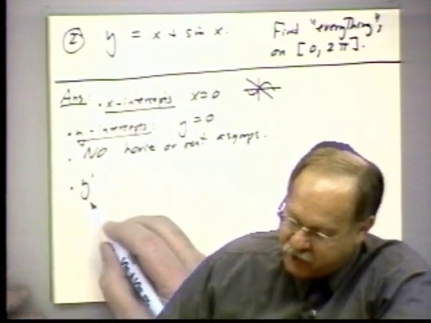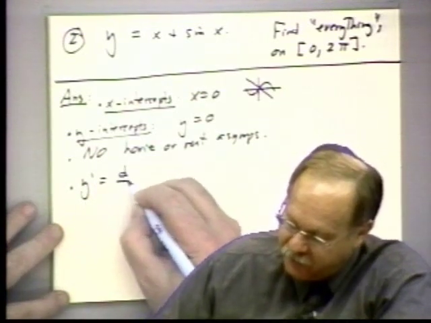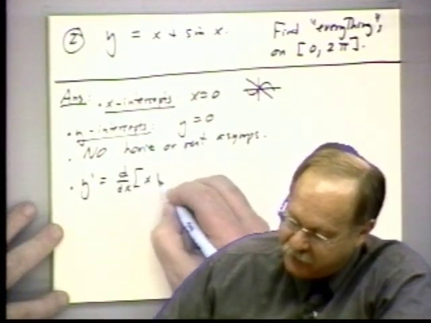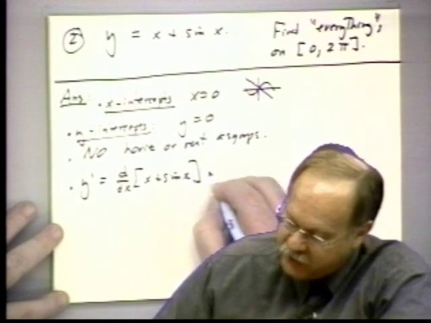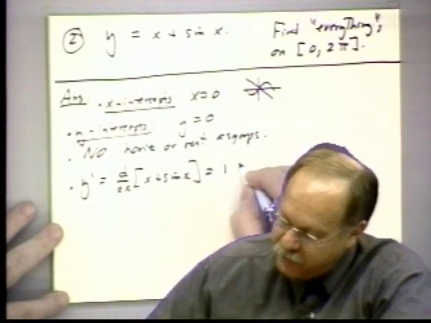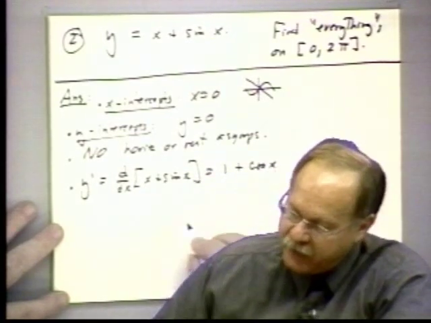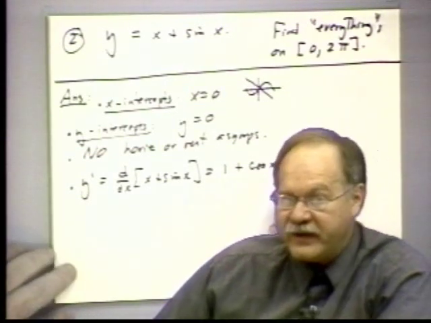Now let's go on to the derivatives. The first derivative of x plus sine x, also an easy derivative, is 1 plus cosine x. We want to know when this is 0.